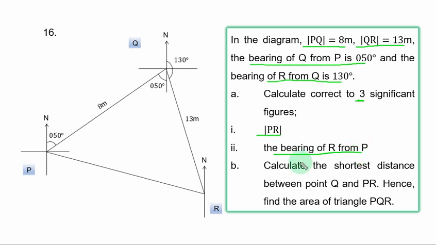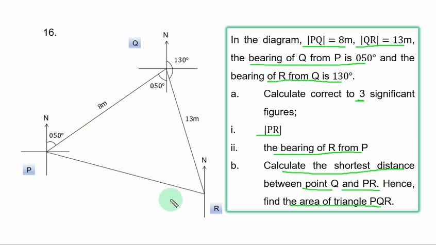B part of the question: calculate the shortest distance between point Q and PR. That must be the height of the triangle. Hence, find the area of triangle PQR. This question is very simple because you have the diagram already.